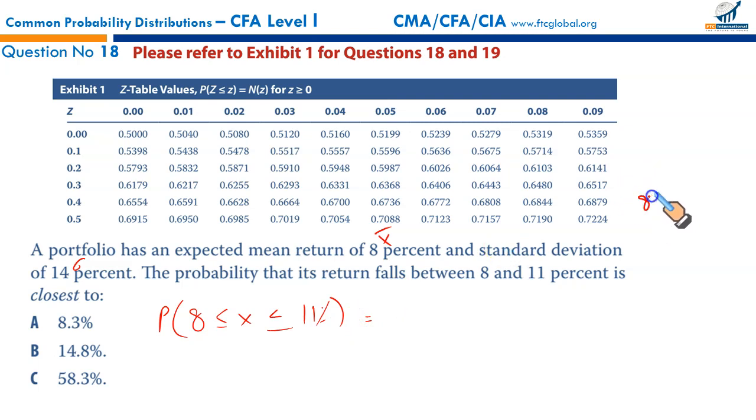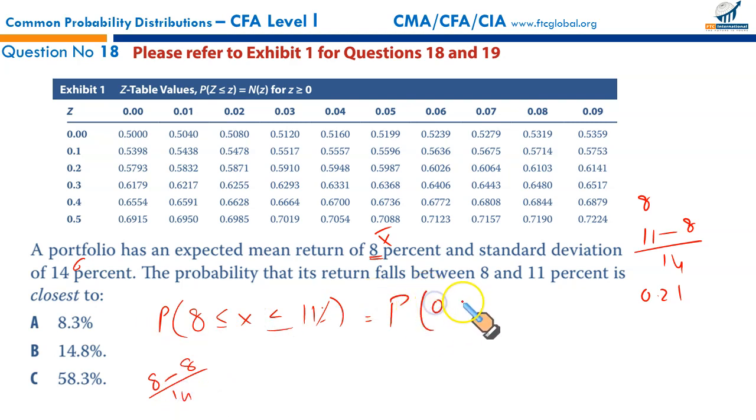First let's calculate for 11. 11 minus 8 upon standard deviation 14, and if you simplify it gives us 0.214 or simply 0.21. When you calculate for 8, it's 8 minus 8. Interestingly, the mean happens to be 8 as well. 8 minus 8 upon 14 is 0.